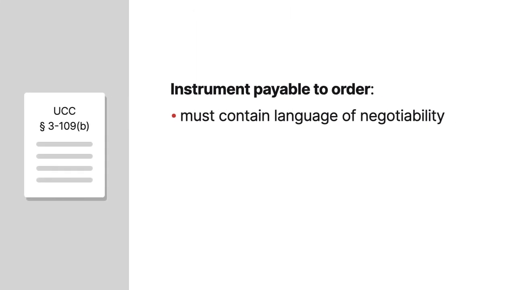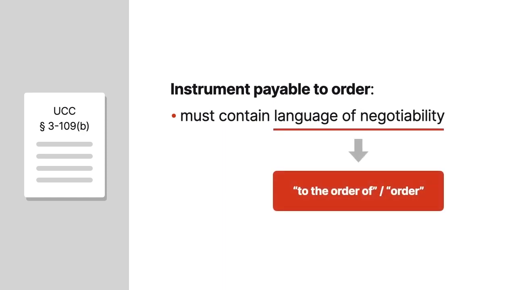If an instrument isn't payable to bearer, it's considered payable to order if it designates a specific payee. However, Article 3 generally requires the instrument to contain language of negotiability. Language of negotiability typically involves the phrase "to the order of," or at the very least, the word "order."